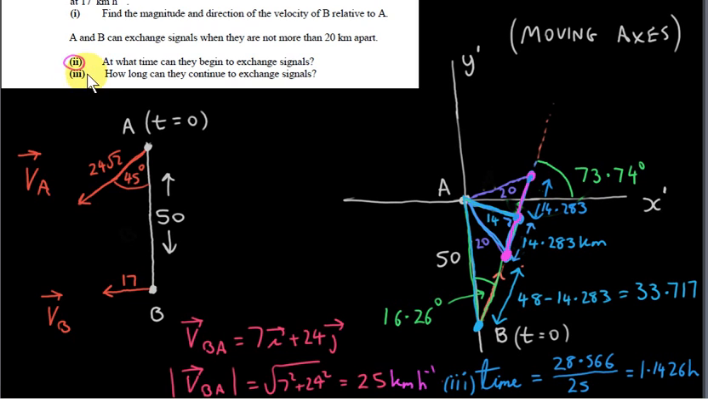So to answer the last part, we get the total distance from here to here, which is just 2 times 14.283, or 28.566 kilometers, divided by the speed, which is constant, which is 25, the speed of B relative to A, and we get 1.1426 hours.